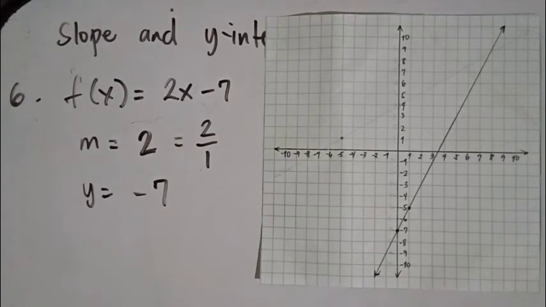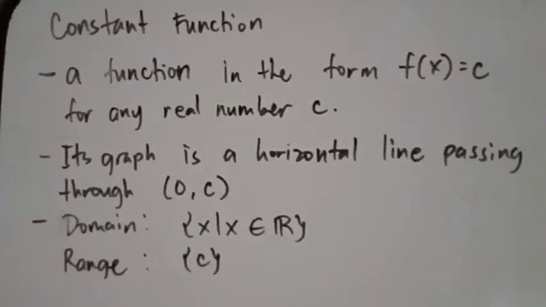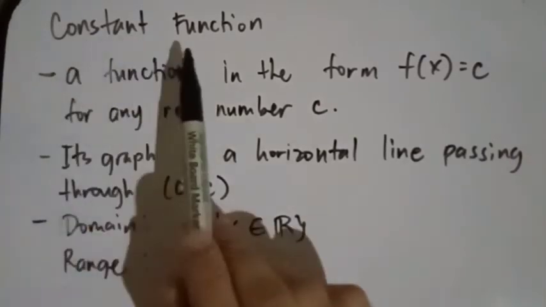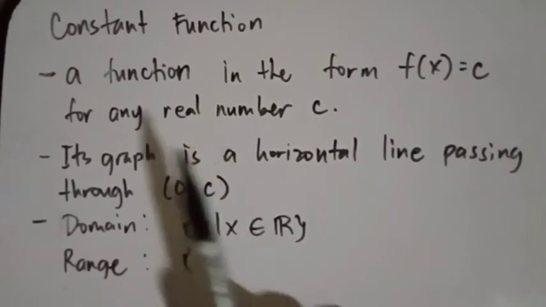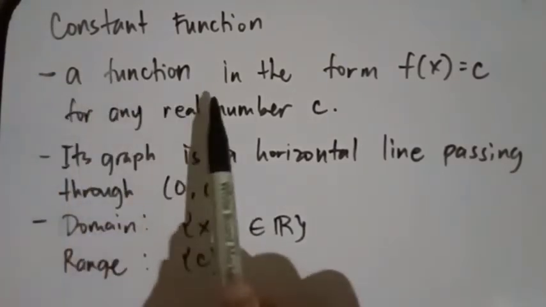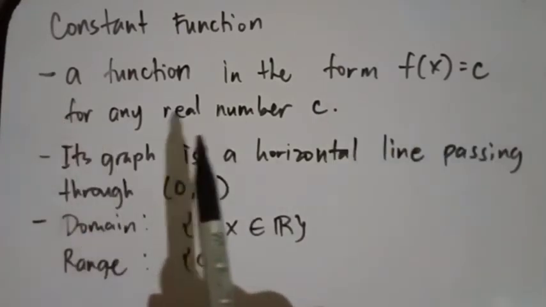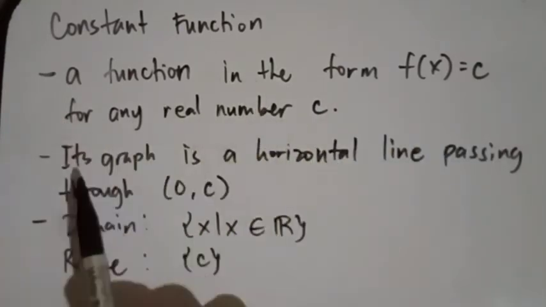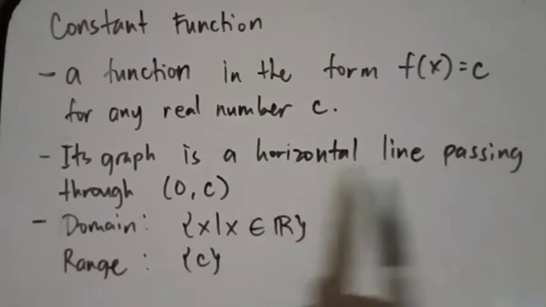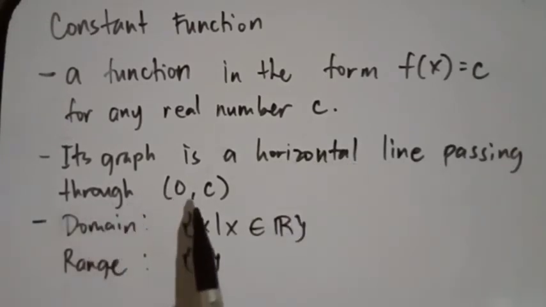Okay, so bago nating tapusin ang video na ito, may isa pa tayong igagraph. Alright, so i-define natin yung special type of function which is a constant function. Okay, constant function is a function in the form f of x equals c for any real number c. Its graph is a horizontal line passing through 0, c.